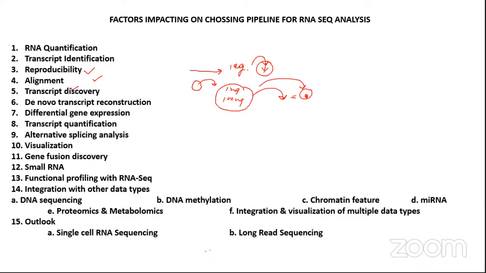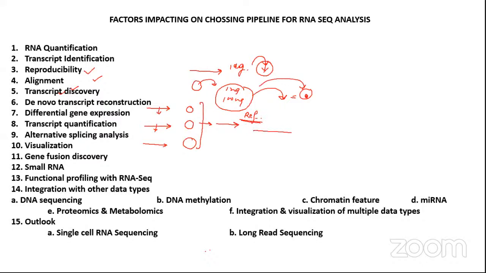Reproducibility. What does this mean? Today I have sequenced one sample and I got some genes which are expressed. The same sample I have sequenced another time, so I should be able to get the same profile. If I sequence the same sample a third time, I should get the same profile. If I am getting the same kind of profile, then it means that my analysis or my experiments are reproducible. Otherwise, no.